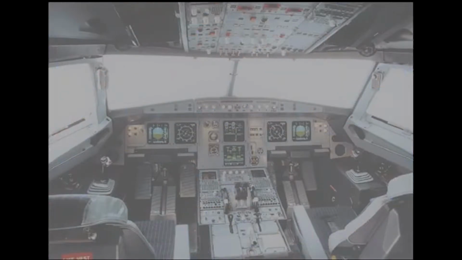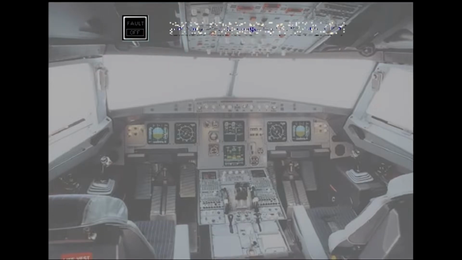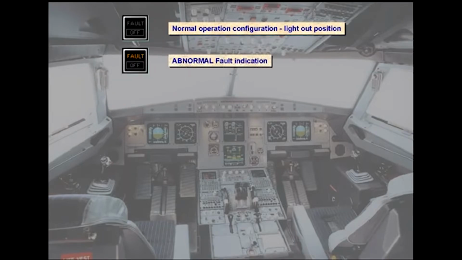For the majority of the switches on the overhead panel, the push-button switch logic is normal operation configuration, no light showing, the lights out philosophy. Abnormal condition, amber fault light. This assists identification of the switch associated with an abnormal condition.